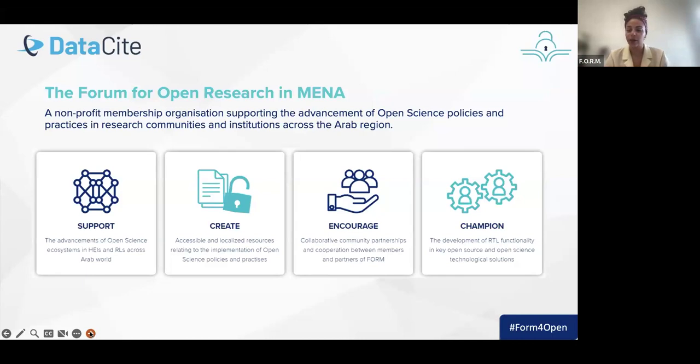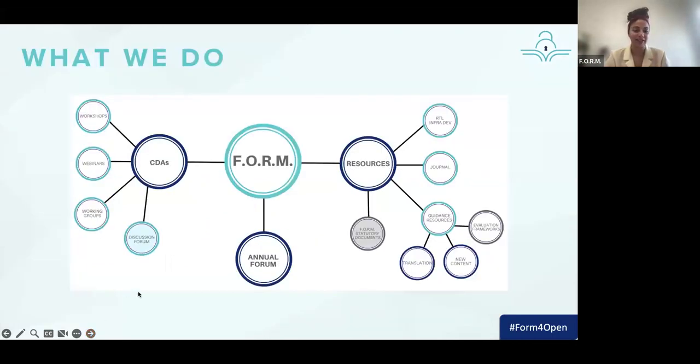And a little bit about what we do. We have 3 main pillars. We have the CDAs, so today's event is an example of that. They're community development activities where we host workshops, webinars, working groups, and discussion forums. We have resources, as I've mentioned. So we have a journal that we're developing that will hopefully be released this year. We have guidance resources, right to left infrastructure development. And then finally, we have our annual forum, which is the heart and soul of the forum. And it's hosted in October every year. And we've actually just announced, last week or 2 weeks ago, the call for papers. And we'll talk a little bit more about that after the talk with Mohammed.